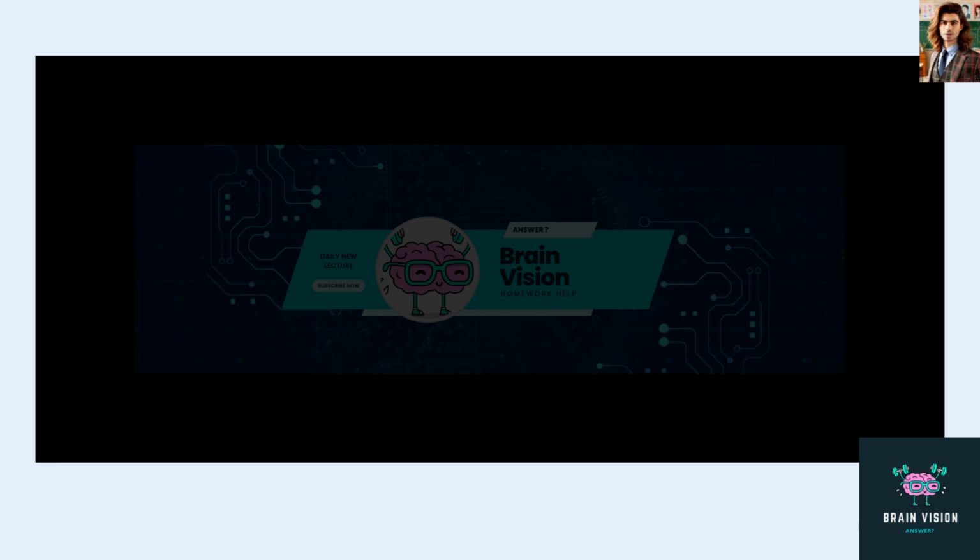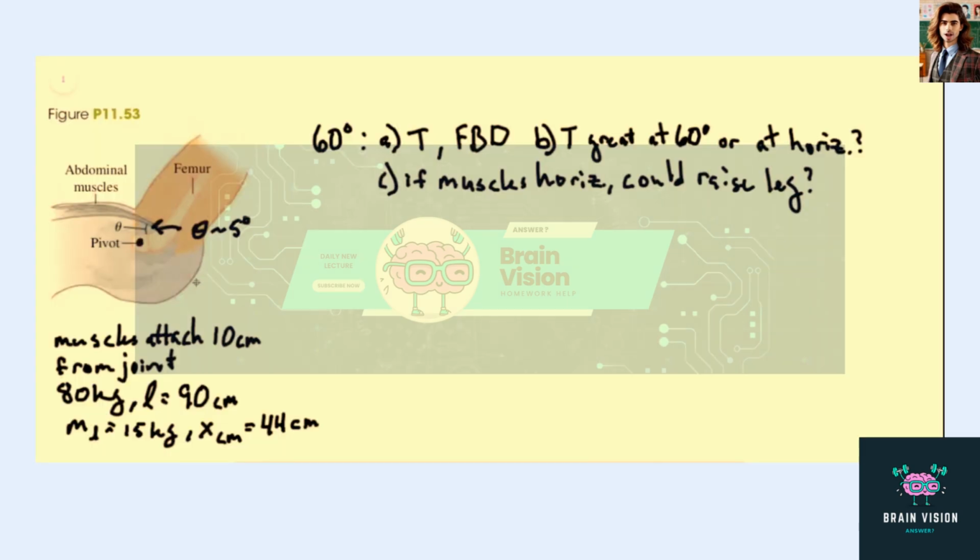And it pivots about the hip joint there. We're saying that they attach 10 centimeters from that joint all in one point. This is not true in a real human body, but for the sake of having a tractable problem, we assume that. This person has a mass of 80 kilograms, their legs are 90 centimeters long, and have a mass of 15 kilograms with a center of mass 44 centimeters from this joint.